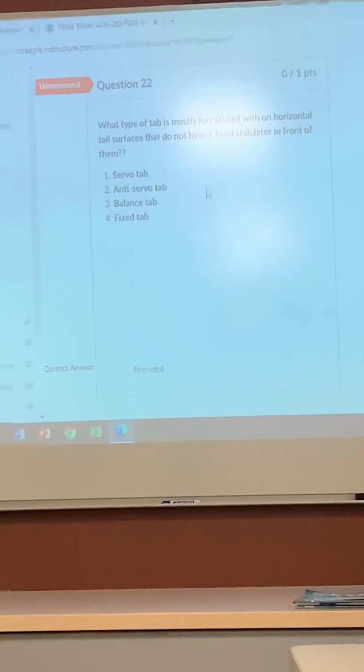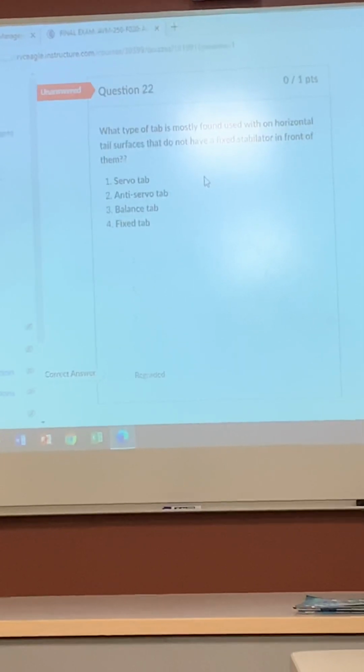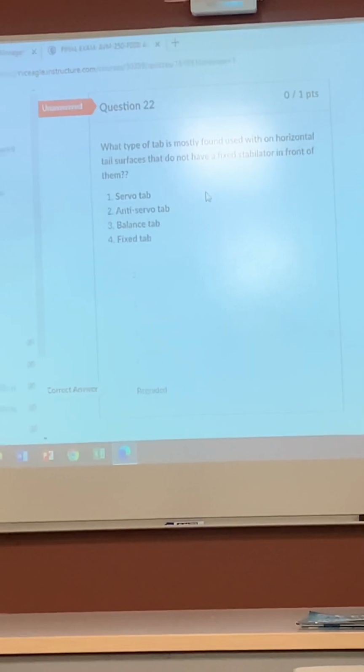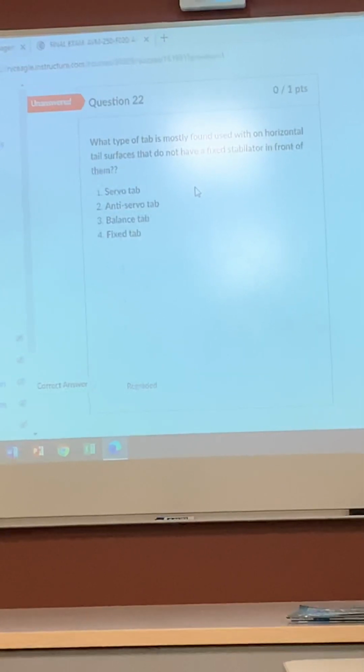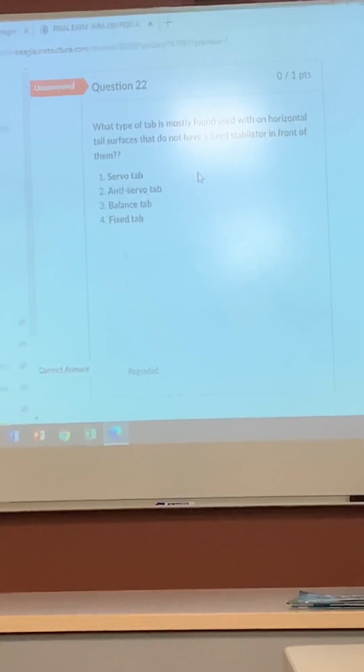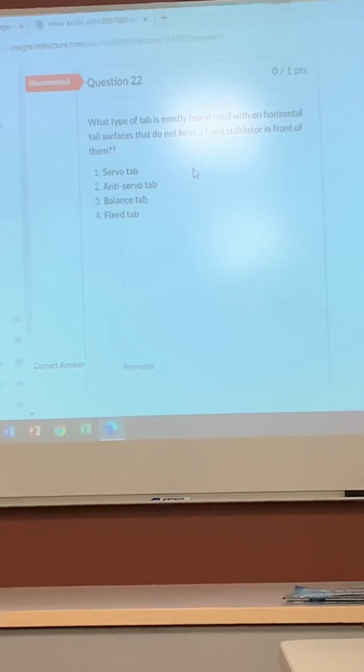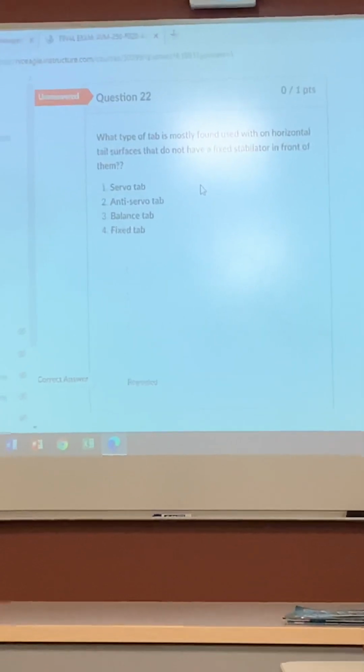What type of tab is mostly found used with horizontal tail surfaces that do not have a fixed stabilizer in front of them? Regarding. I guess that's the answer. Okay, interesting.